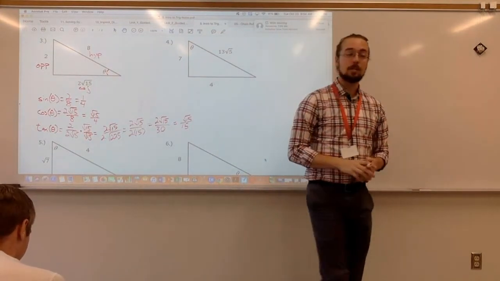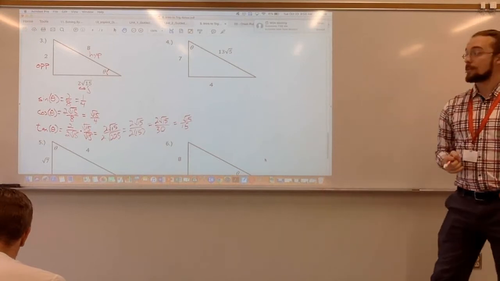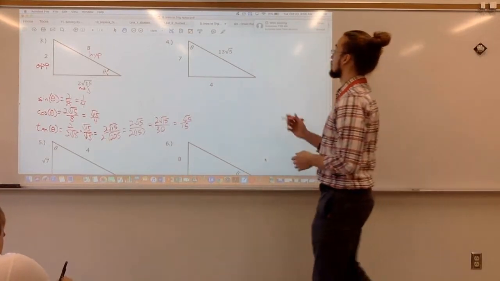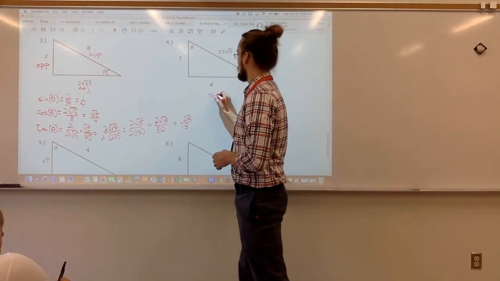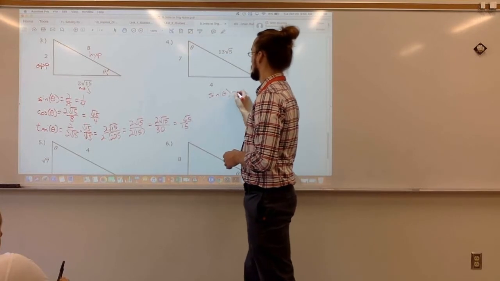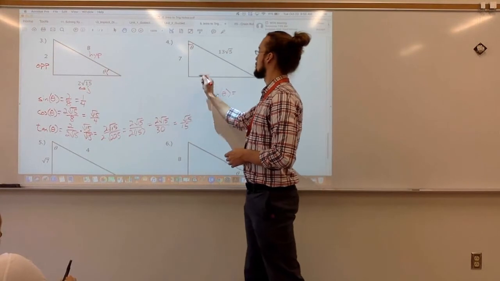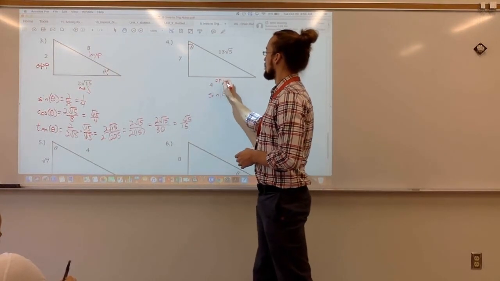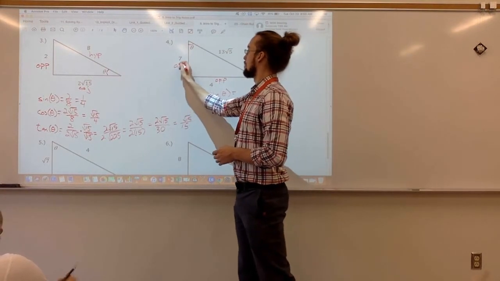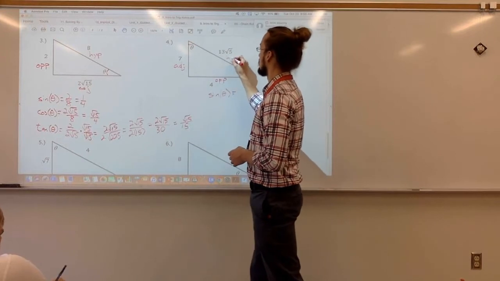Something similar would happen in number 4. We would have to rationalize the denominators, right, for both sine and cosine. So if we write this one out, sine of theta. Actually, I guess I need to label my triangle first. Right? We didn't do that. This would be the opposite. This would be the adjacent. This would be the hypotenuse.